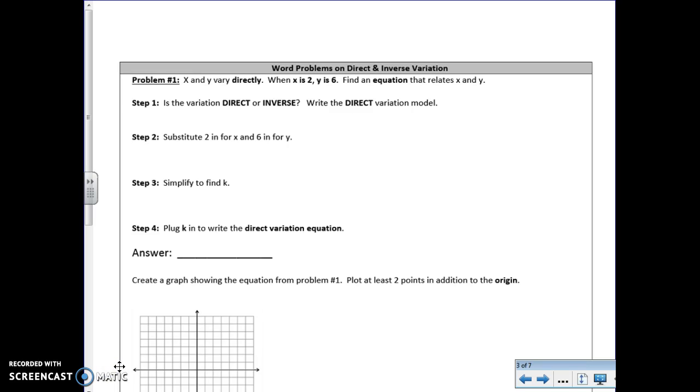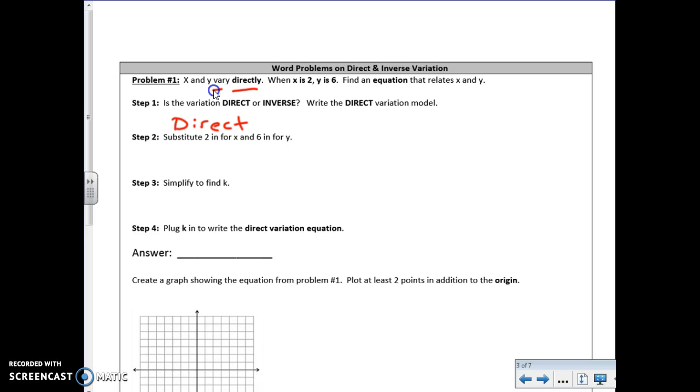On a word problem, often the problem will tell you right away if it's a direct variation or an inverse variation. The word vary indicates that it's a variation problem, and then it says directly. So it's a direct variation. This says x and y vary directly. When x is 2, y is 6. And then it's asking us to find an equation that relates x and y. So first of all, step 1 says, is the variation direct or inverse? We said it's direct because it says x and y vary directly.